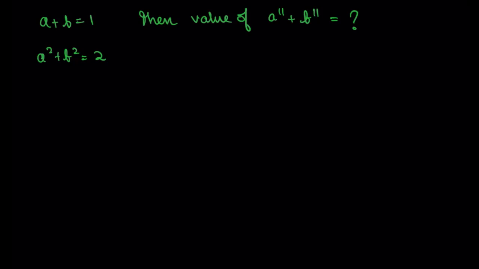So today I came across an interesting question. It's an Olympiad question which is presented above. It states that a plus b equals 1, a square plus b square equals 2. They are asking the value of a power 11 plus b power 11. So let's start with the basics.